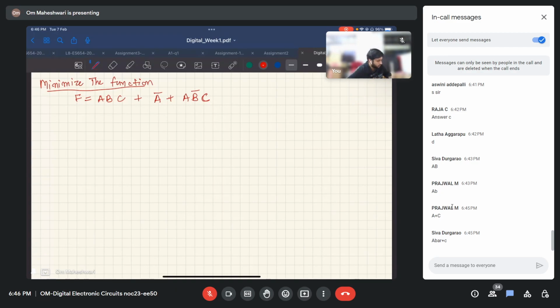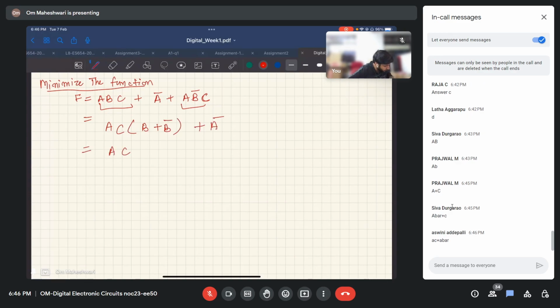Okay, so let us try to solve this. Again, what we will do is we will take common from these two. A, C, we will get B plus B bar. This A bar remains as it is. So it is AC plus A bar. Now, okay. Again, okay. So, how do I tell this? So, this will be A bar plus C.